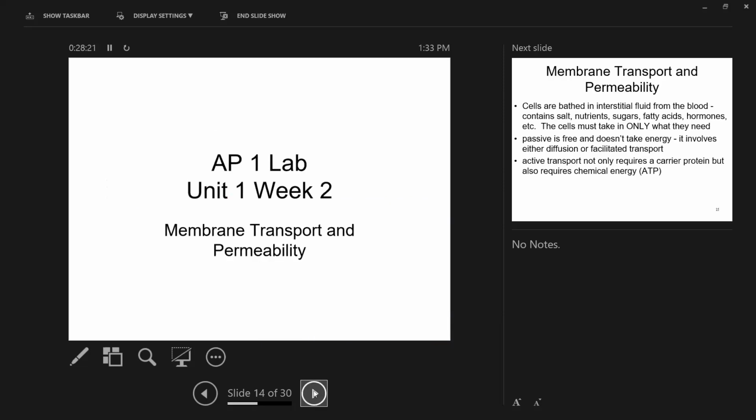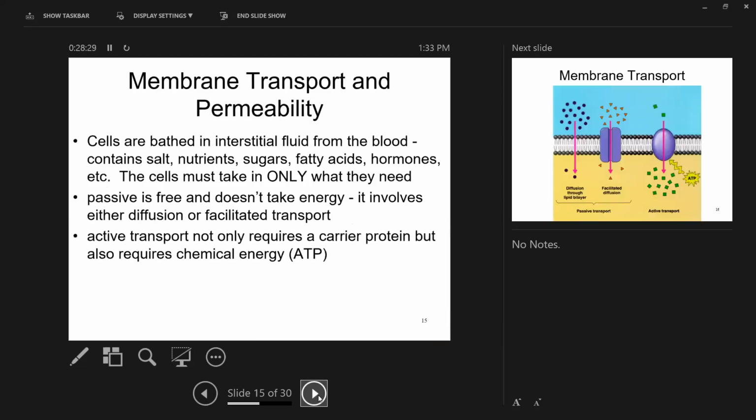The second half of this deals with transport across the membrane and the permeability of the membrane. Cells in our body are covered with water. And where did this water come from? Well, it came from plasma.